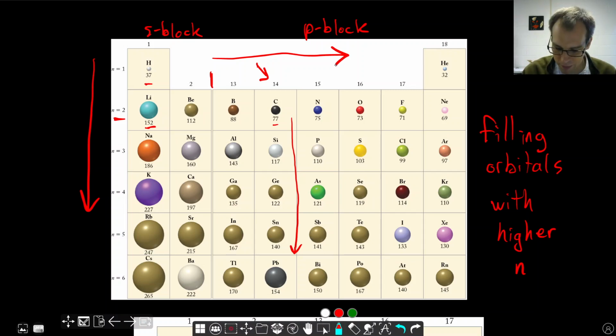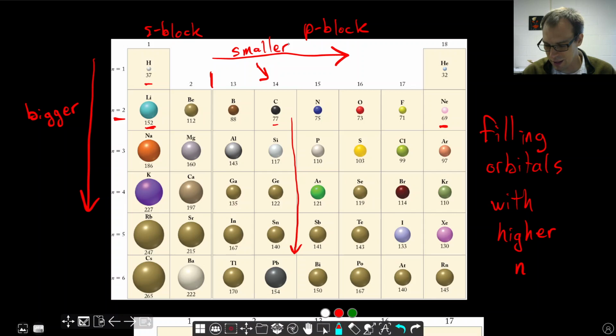As we go left to right, say looking at n equals 2 here, from lithium we start at 152 picometers, but by the time we get to neon, we're down to 69. So it's gone to about half the size. There's a pretty clear trend that atoms get smaller as we go left to right across the periodic table, right? So as we go down the periodic table, they get bigger, but as we go left to right, atoms get smaller. Okay, so let's explain what's going on here.